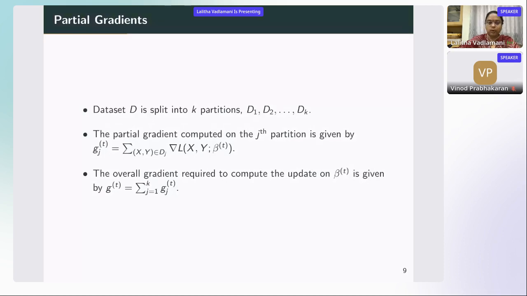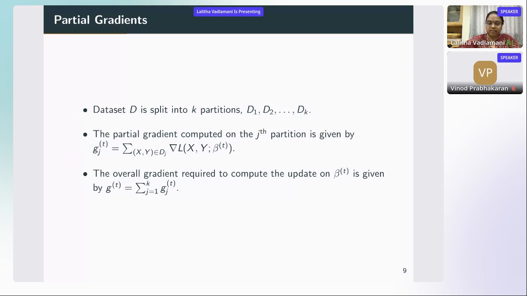So this is what partial gradients are. The master sends these data sets to the workers. They compute the partial gradients and send them back to the master, and the master computes the sum. So as you can see, the master has a very compute-light task. The actual heavy computation is only happening at the workers, and that is one important aspect of distributed computing. The master itself doesn't do any heavy computation.